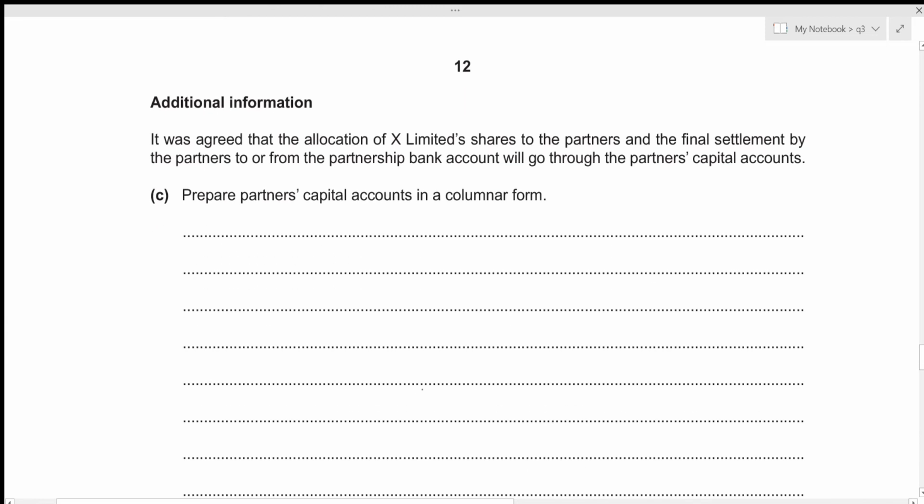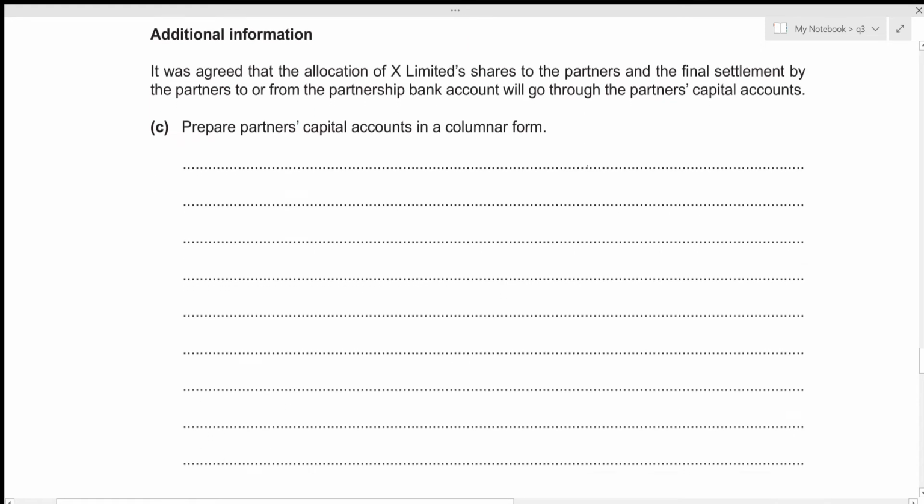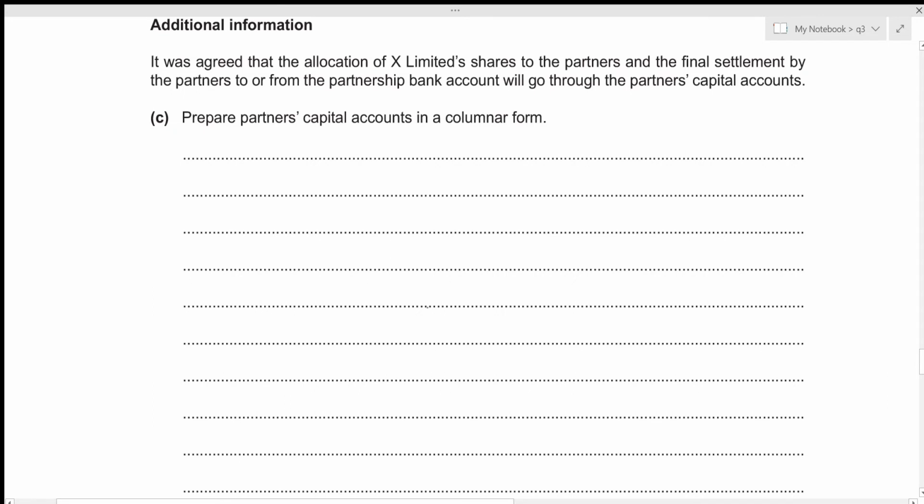We are given additional information. It was agreed that the allocation of X Limited shares to the partners and the final settlement by the partners to or from the partnership bank account will go through the partners' capital accounts. So meaning that this settlement or the final settlement will act as the balancing figure in the partners' capital accounts. Now for the third part of this question, we need to prepare partners' capital accounts in a columnar form.